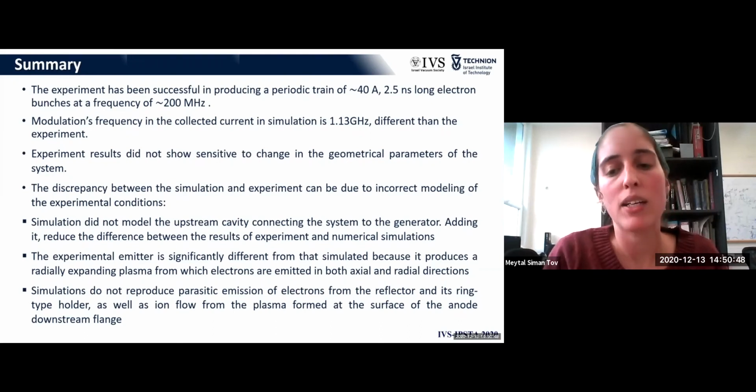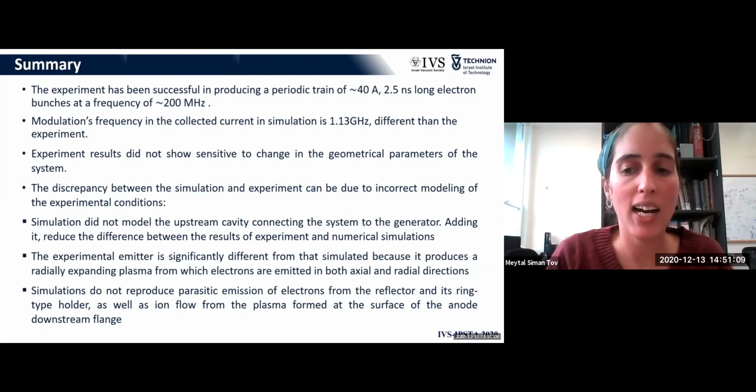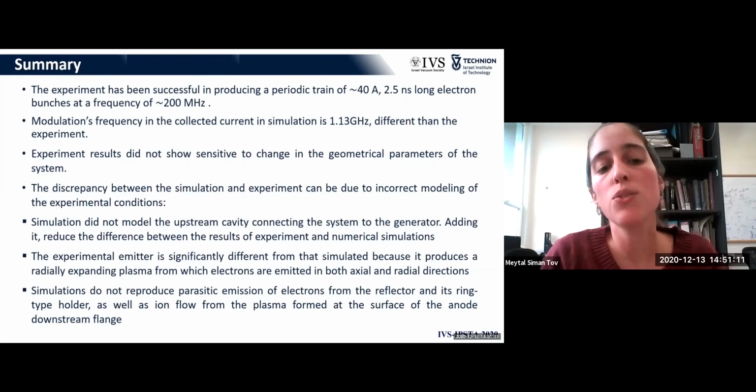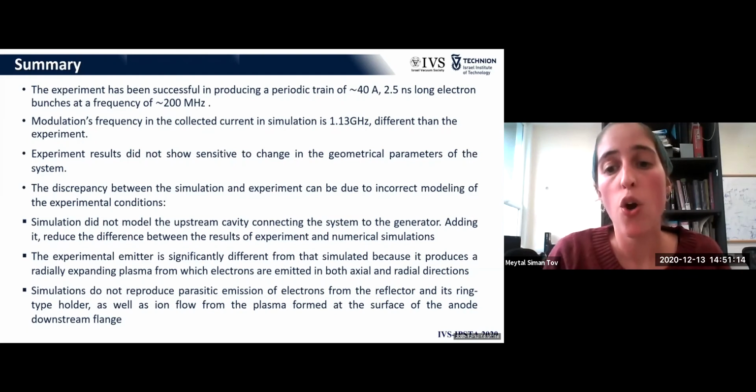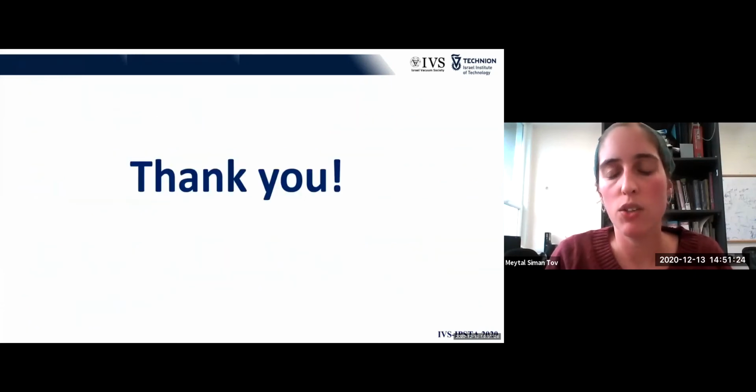And by changing the simulation a little bit, adding part of the experimental conditions that we have in our experimental setup, we decrease the discrepancy between the two, but we are still left with some difference. This can be because the experimental emitter is significantly different from that simulated, because it produces radially expanding plasma, from which electrons are emitted in both axial and radial directions. Also, the simulation does not reproduce parasitic emission of electrons from the reflector and its ring type holder, as well as ion flow from the plasma that forms at the surface of the anode downstream flange. Thank you.